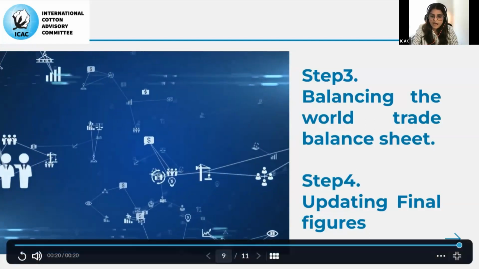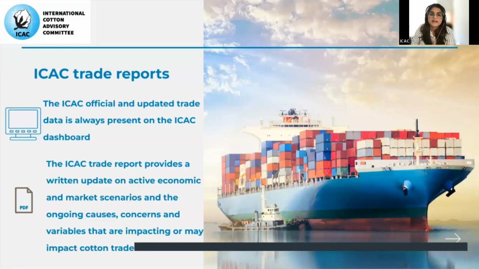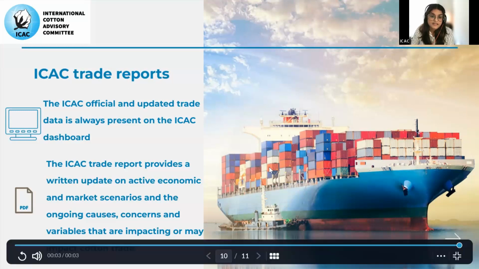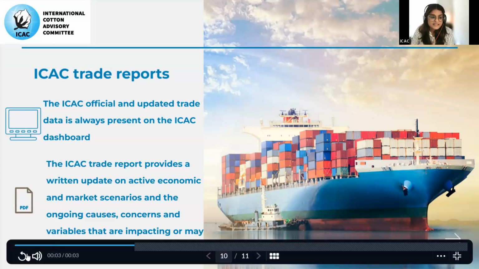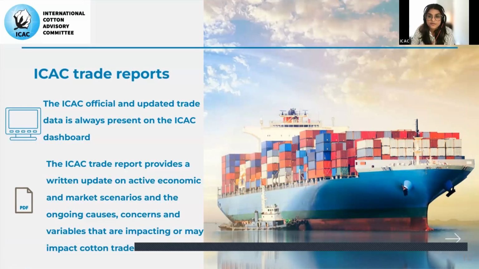Very quickly looking at how this information is presented to the data users. The ICAC trade data, as indicated before, is always available on the ICAC dashboard. How to use the ICAC dashboard is covered in the first info session by Matthew Looney. The dashboard allows users to easily navigate and download trade data amongst other features. In addition to the dashboard, the ICAC also provides a written trade report that updates users on active economic and market scenarios as mentioned before. And this report can be found on the ICAC website.